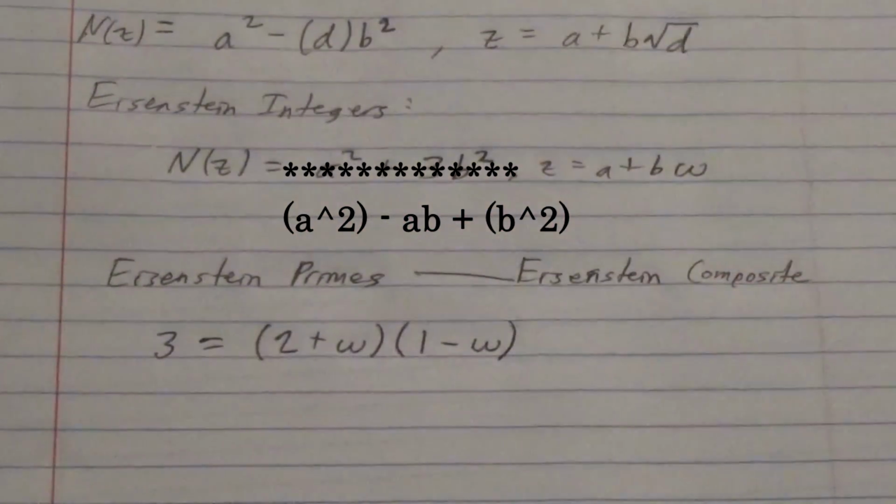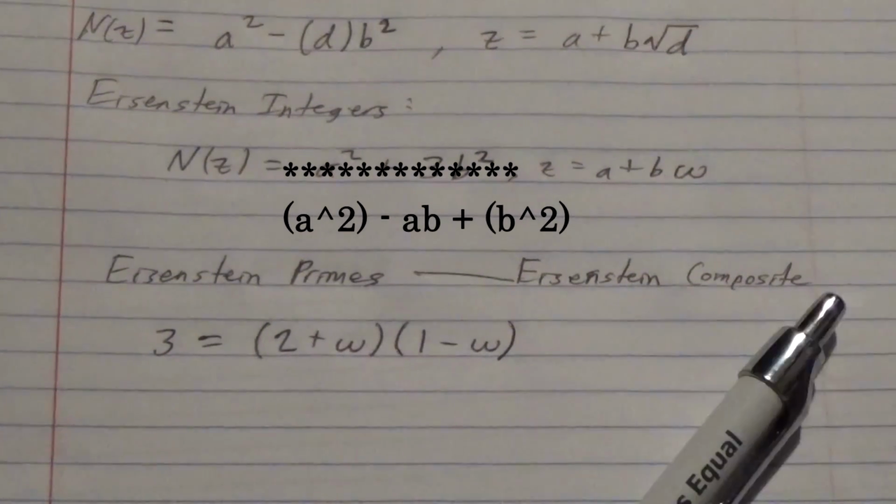These two Eisenstein integers, we take their product, we get 3. So we normally think of 3 as being prime in the ordinary set of integers, but it turns out it's not prime in the Eisenstein integers.